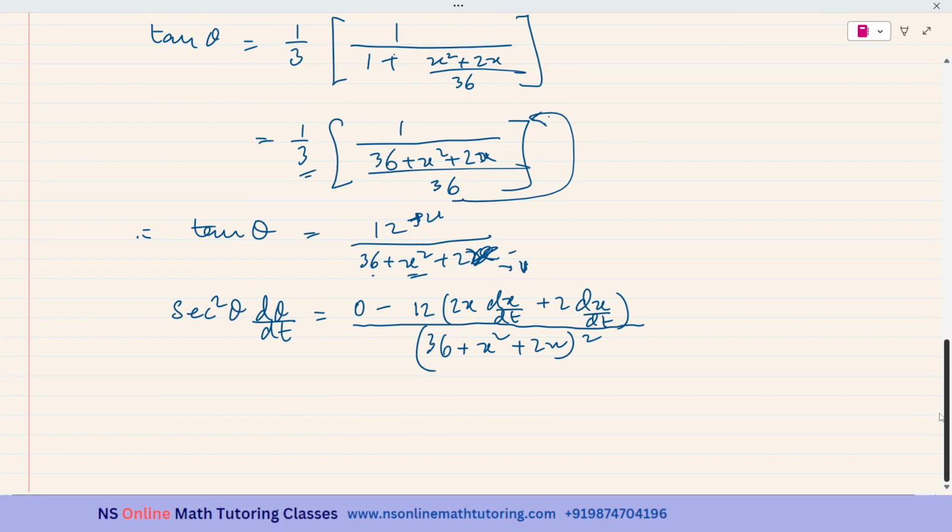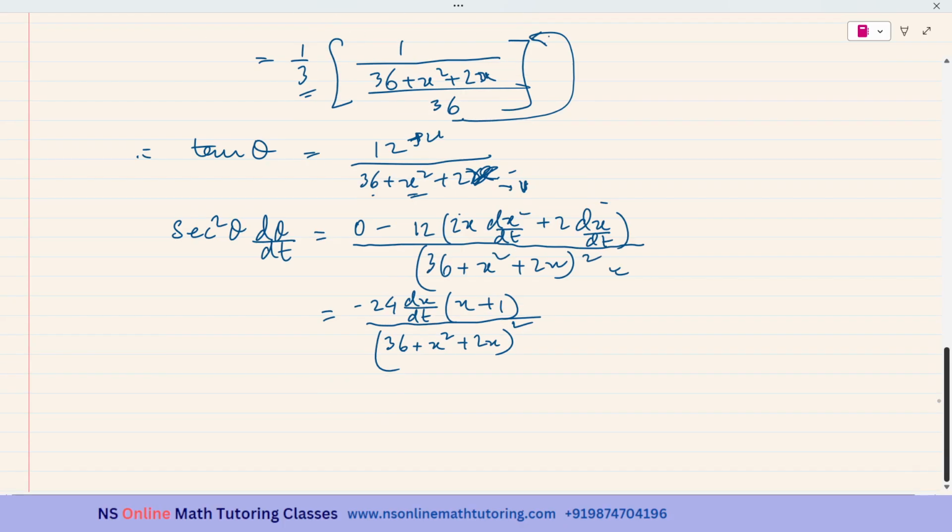Okay. Fine. Now let me simplify the numerator. I do not have to do anything to the denominator. Here dx dt is common and 2 is also common, so let me take out the 2. 2 times 12 will be negative 24. There is the negative sign also. So negative 24 dx dt, and it will be x plus 1 over 36 plus x square plus 2x whole square. Okay. And we need the dx dt.